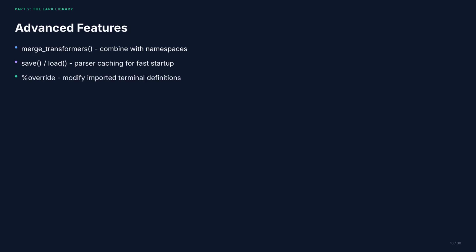Lark has powerful advanced features. Merge transformers combines multiple transformers with namespace prefixes. Save and load caches the parser for fast startup. The override and extend directives let you modify imported grammars. These features enable production-grade parsers.